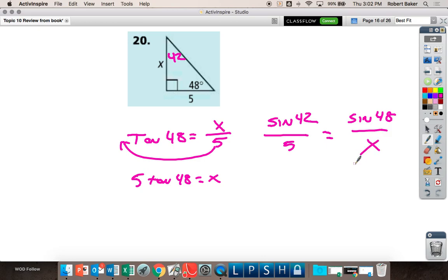Well, that's complicated. I think that's easier because you're using the law of sines. Sine of 42 over 5 equals the sine of 48 over x. Cross multiply and solve. This is substantially faster, I think. But if you like law of sines and it makes more sense to you, it will work.